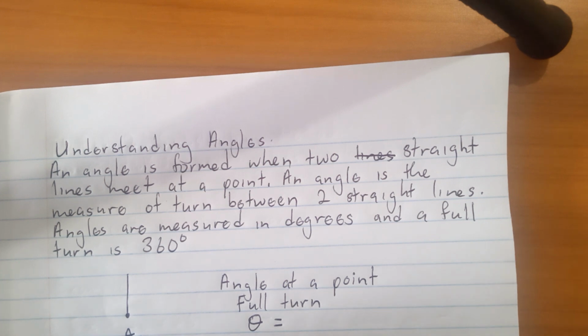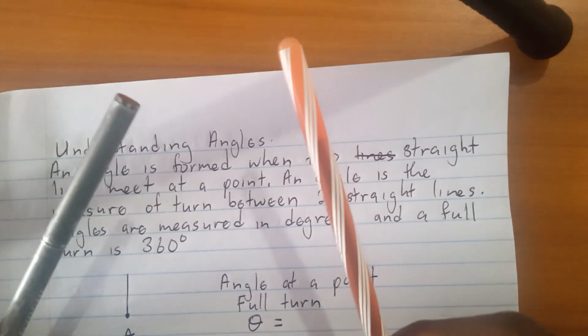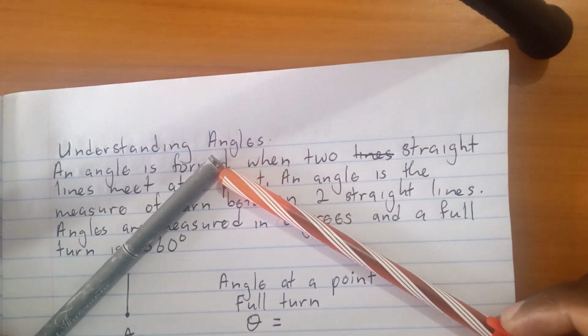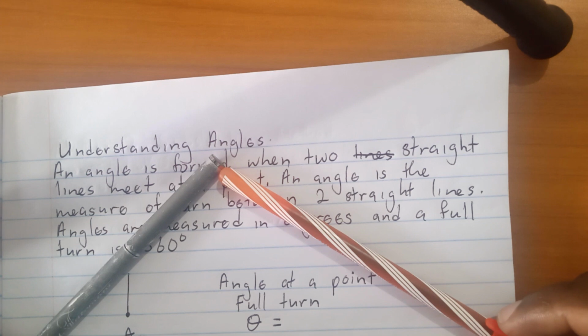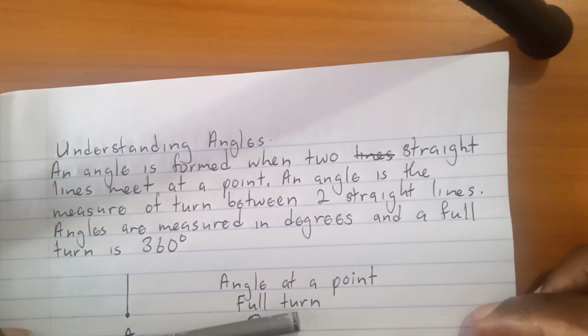What is an angle? An angle is formed when two straight lines meet at a point. For example, if I was to have two pens as two straight lines, and I touch them together, there are two straight lines meeting at a point, and that is an angle. Okay? Now, an angle is also the measure of turn between two straight lines.